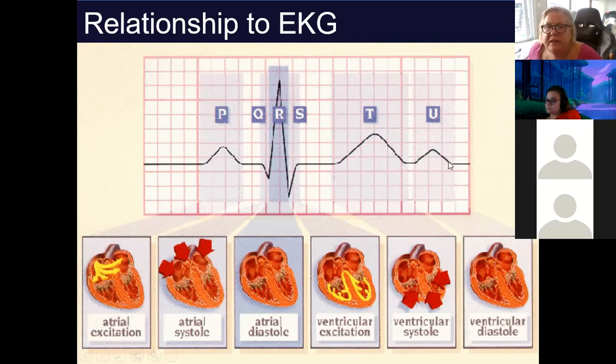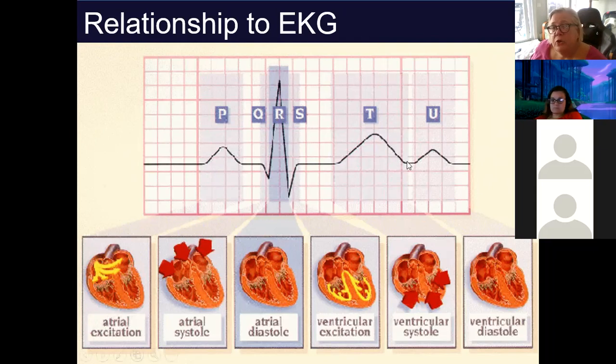Julianne? Yes. So if the P wave is up and then the T wave is down, I know you said that's abnormal, but what does that really indicate? It usually indicates some sort of ischemia in the left ventricle. Okay, thank you. You're welcome.